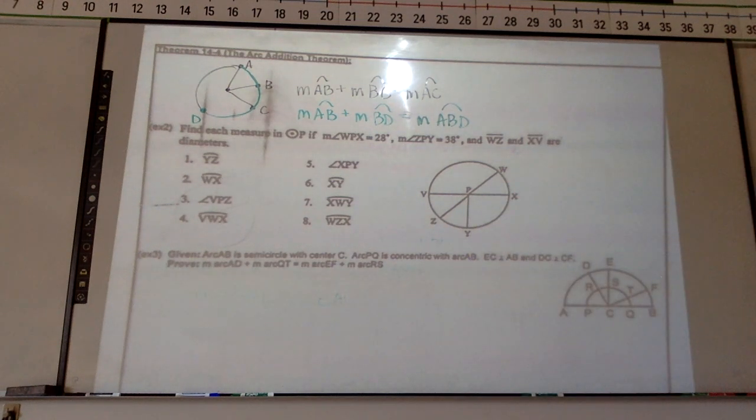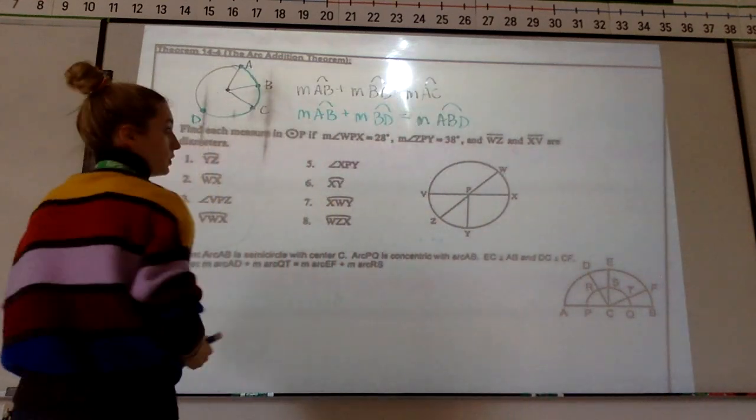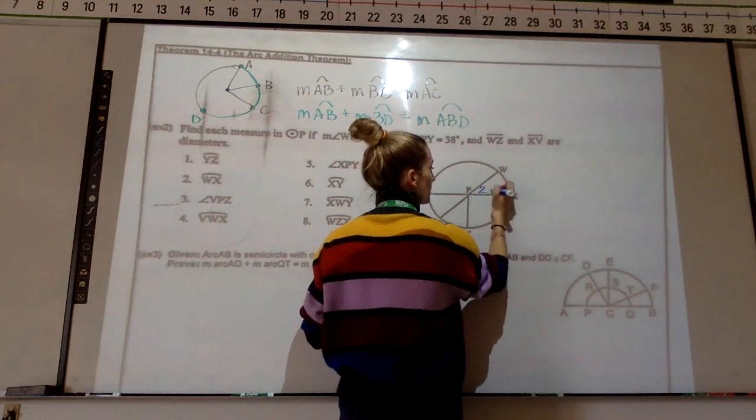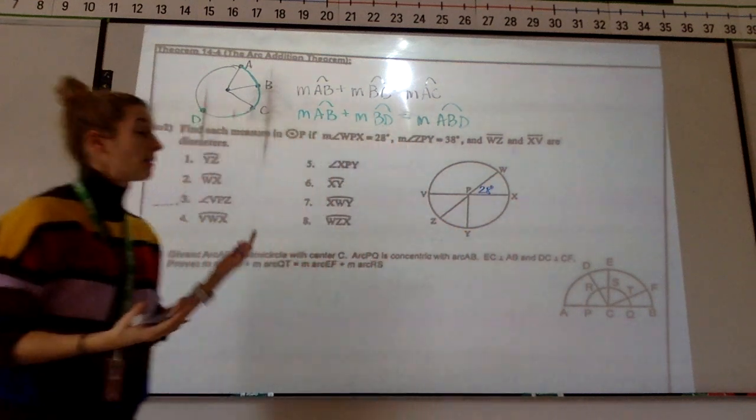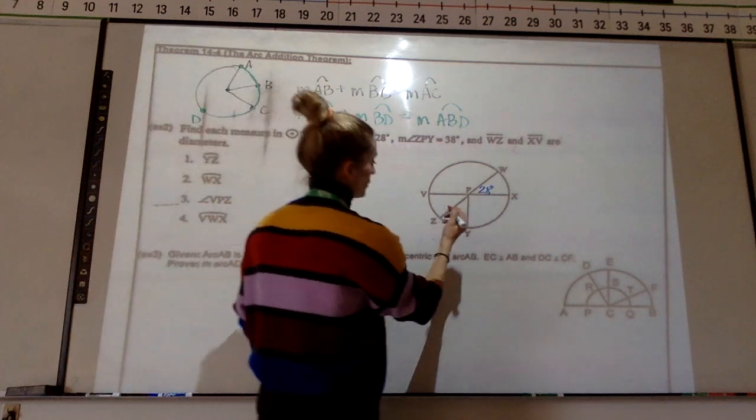In example 2, find each measure in circle P if we're given the measure of angle WPX is 28. I'm going to start marking the diagram with what I know. I've got a central angle there. ZPY is 38.